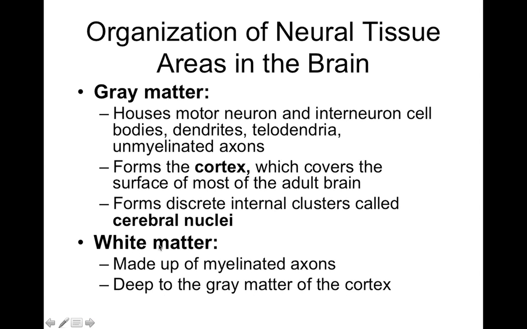Now, the white matter appears more white because it's made of myelinated axons. Remember, myelin is basically lipids, and lipids are white. It's fat, right? So white matter, because it's mostly myelinated axons, looks more white. And you find white matter typically deeper in the brain, not on the outer layers, which is the cortex. That's going to be gray matter. But deeper, you're going to find white matter.